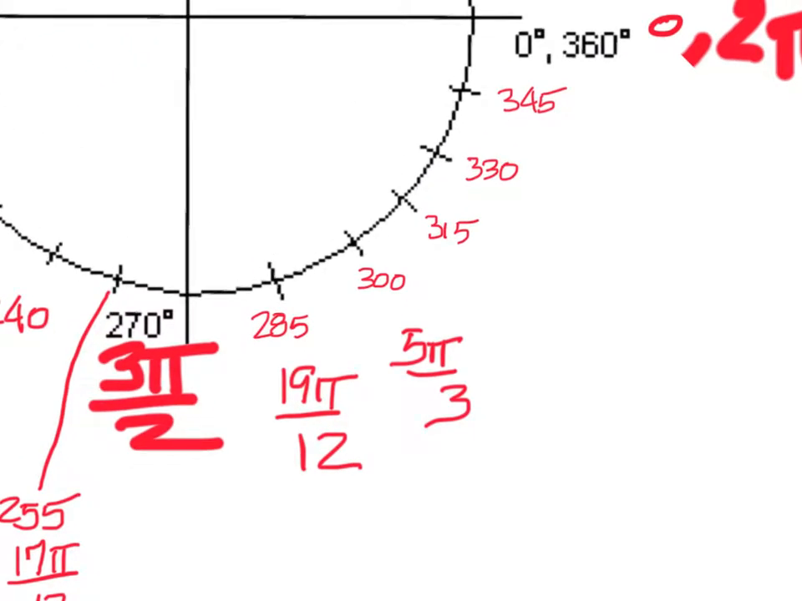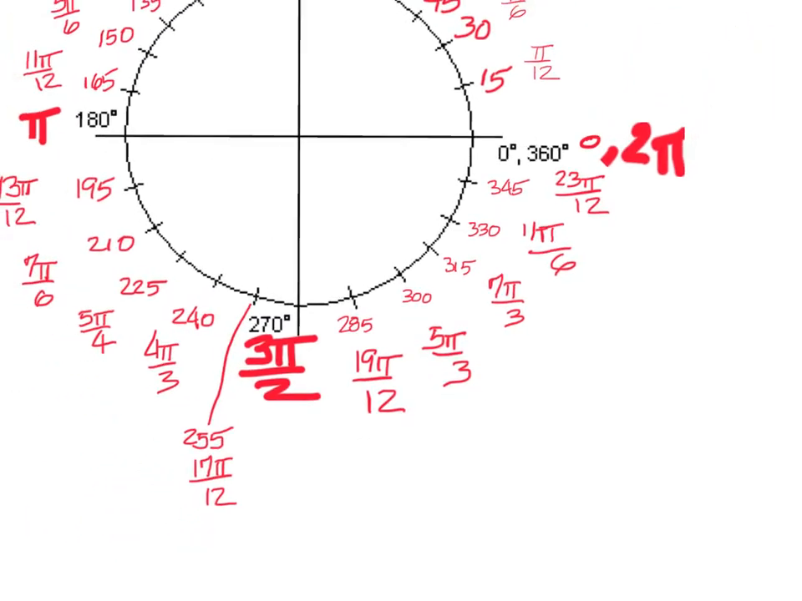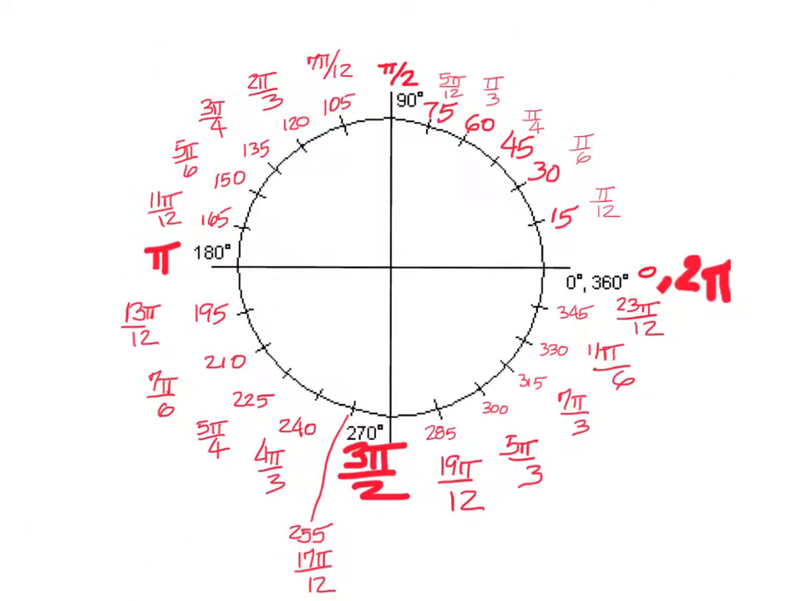The next one is 21 pi over 12. That can be reduced to 7 pi over 3. The next one is 22 pi over 12, 11 pi over 6. And then 23 pi over 12. There's your radian circle, also with degrees.